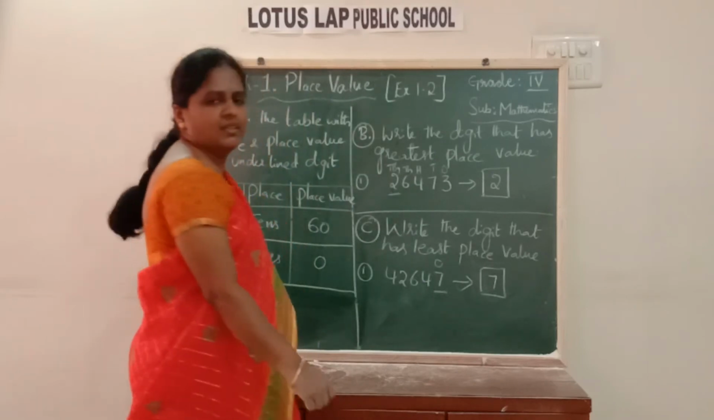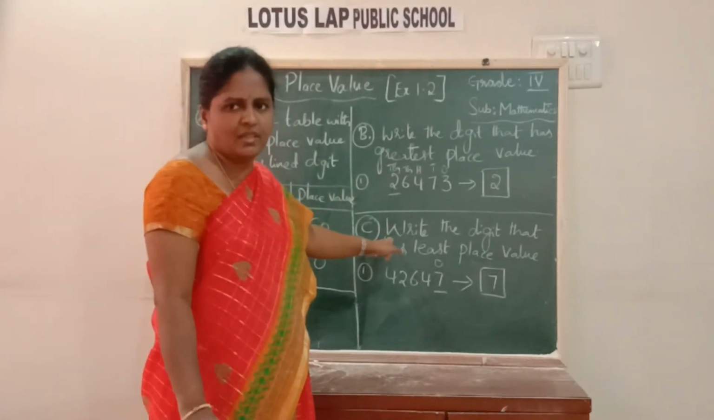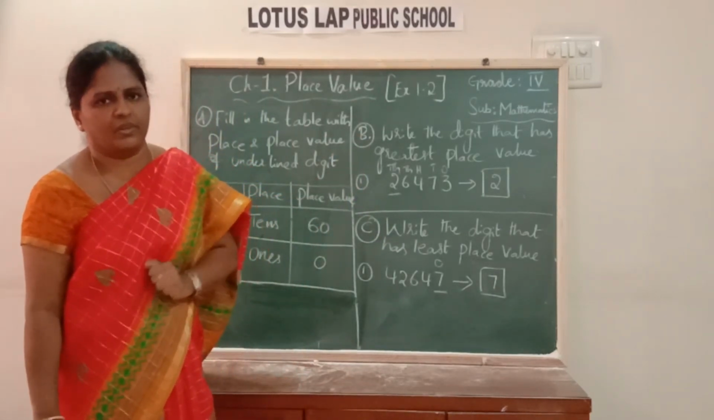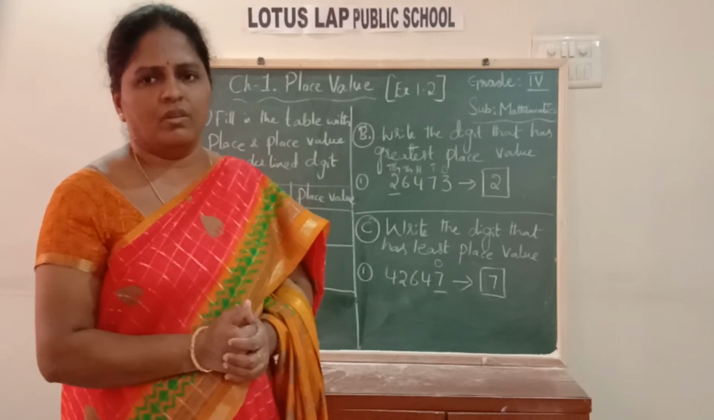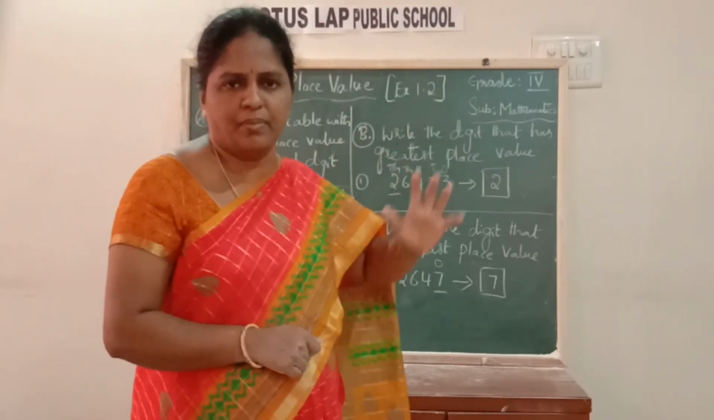Okay children. So I hope you understood first, second and third bits. So you can solve the remaining sums in these 3 bits children. Very simple. You can try it.